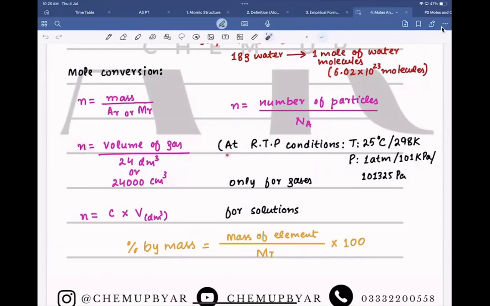Yes, sir. All this, that 24 decimeter cube or 24,000 centimeter cube, is used at RTP, room temperature and pressure conditions, which are these. Till here, is this understandable? Yes, sir.